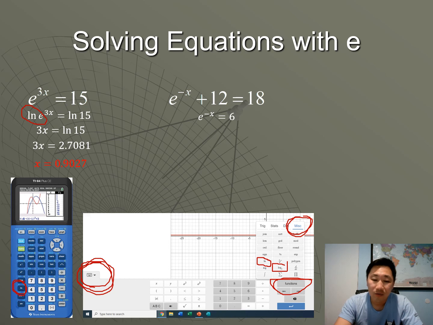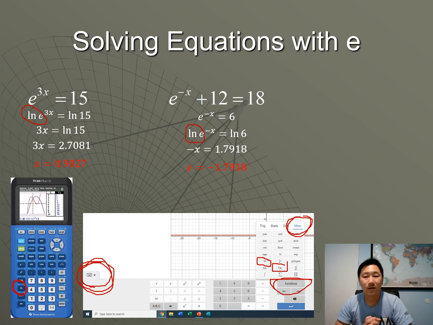And then to get rid of the e, we're going to ln both sides. Notice the ln and the e will cancel out. You have negative x is equal to 1.7918. And then to get rid of the negative, bring it over to the other side, and there's your answer. All right, go ahead, try the homework, see how you guys do.